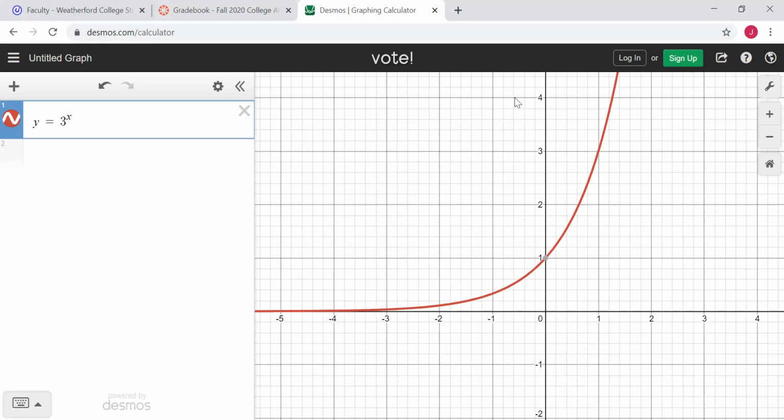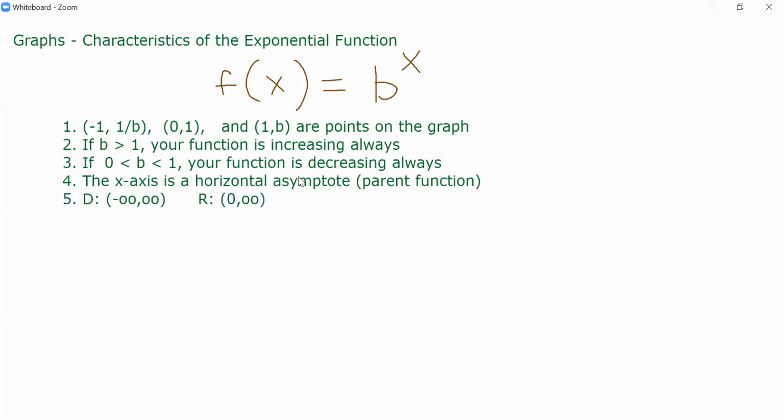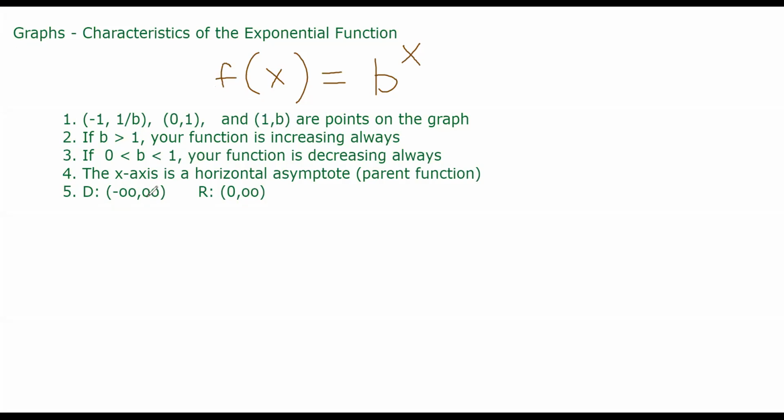So it does indeed have all those characteristics that we looked at a second ago. The domain is good, the x-axis is the horizontal asymptote. We have characteristic 2 because the base is greater than 1, and all of these things were points on the graph. So very good, very good.